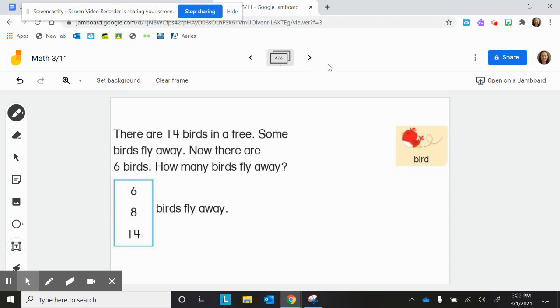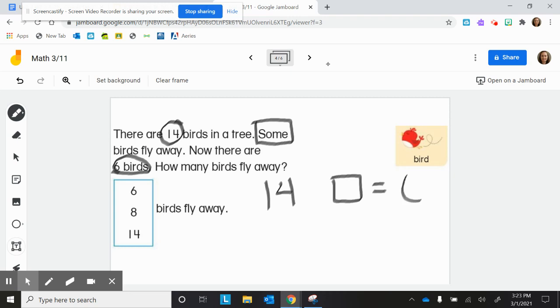It says, there are 14 birds in the tree. Chirp, chirp. Some birds fly away, but do we know how many of those birds fly away? No, but we do know we have 14. Some of them flew away. Now there are 6 birds left. So we know there's 6 left. How many birds fly away? We need to figure out, well, if some birds fly away, that means they're leaving. So I know it's going to be subtraction.